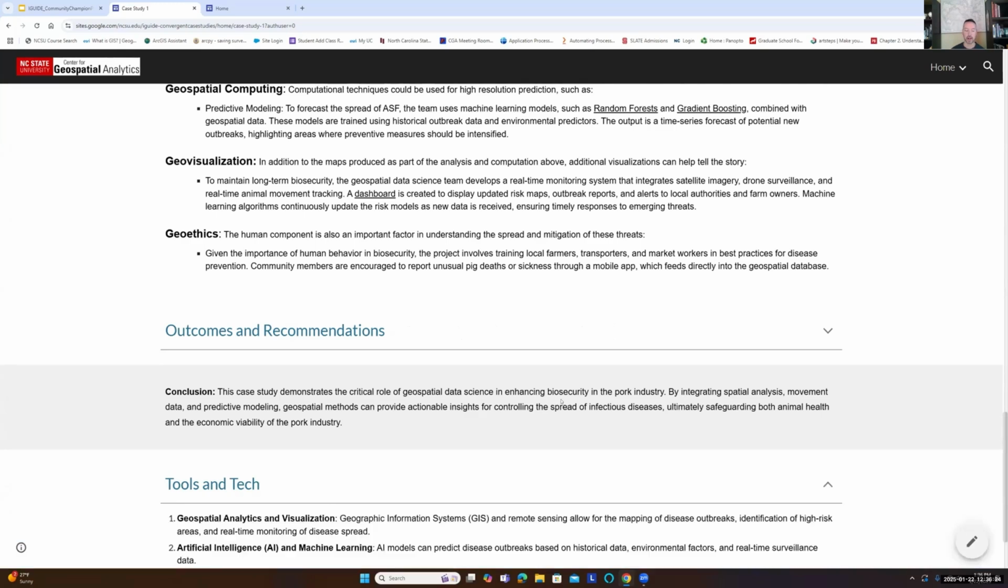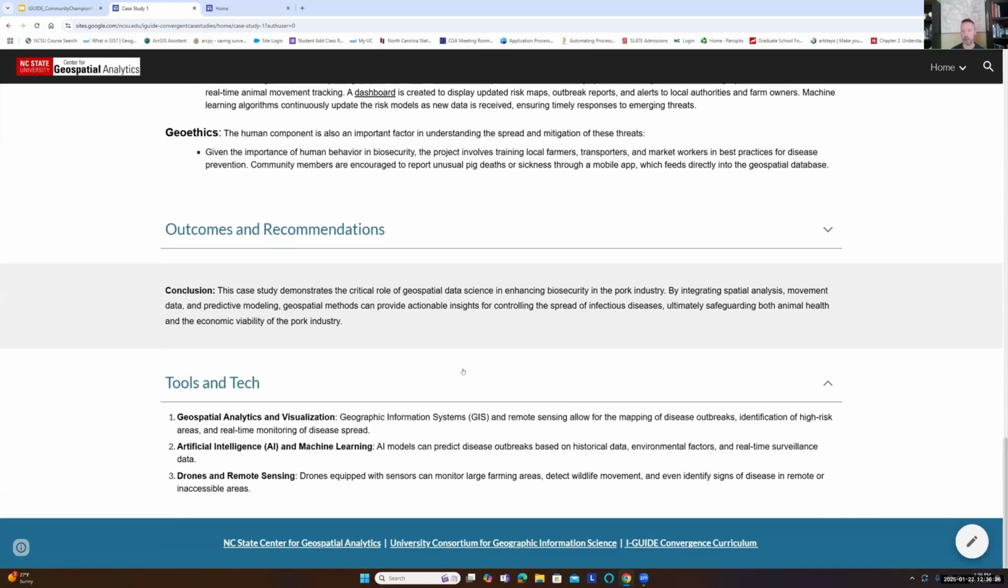And then there is a very brief section on what are some specific tools and tech that we could use to answer this problem. So the case study is really meant to be a big picture, broad overview of a convergent problem and how we could go about coming up with a particular solution to a particular problem. It's pretty open-ended from that point on.